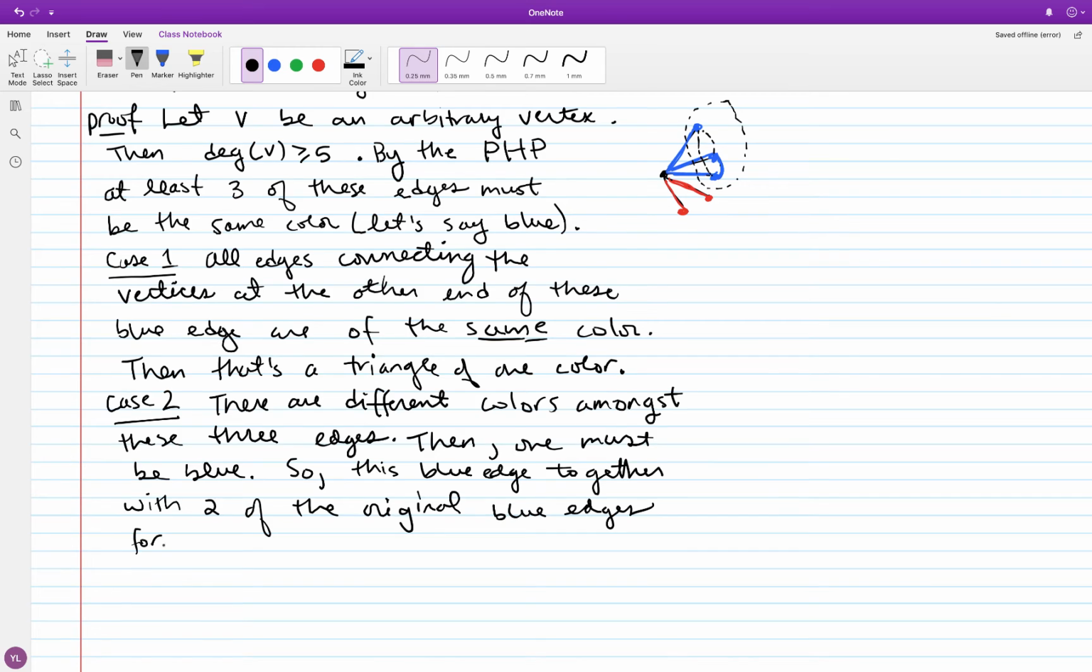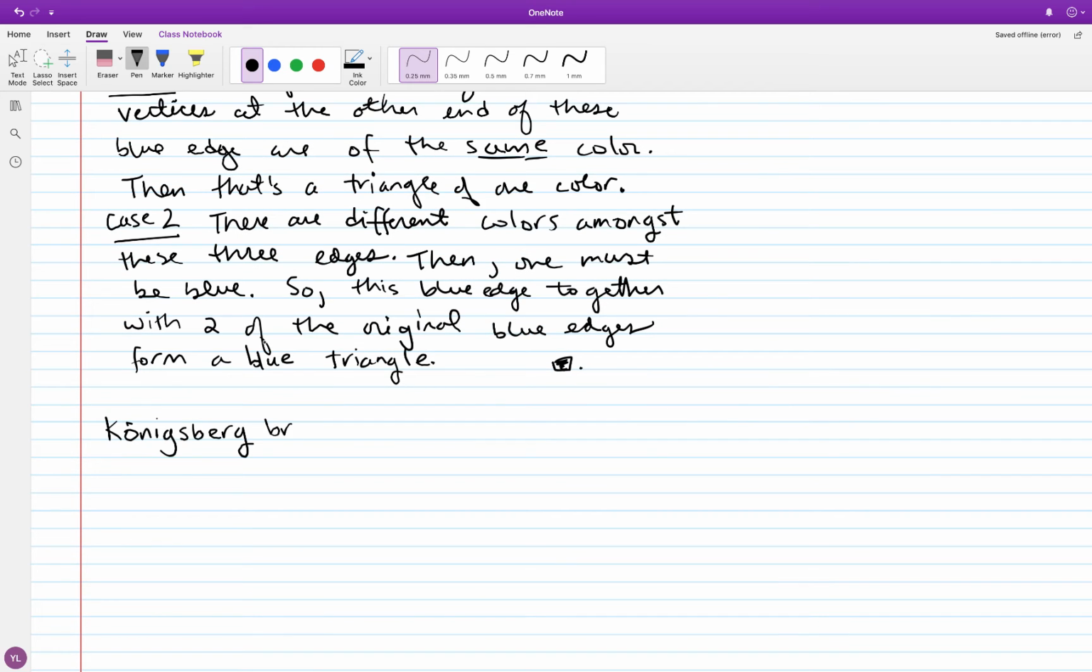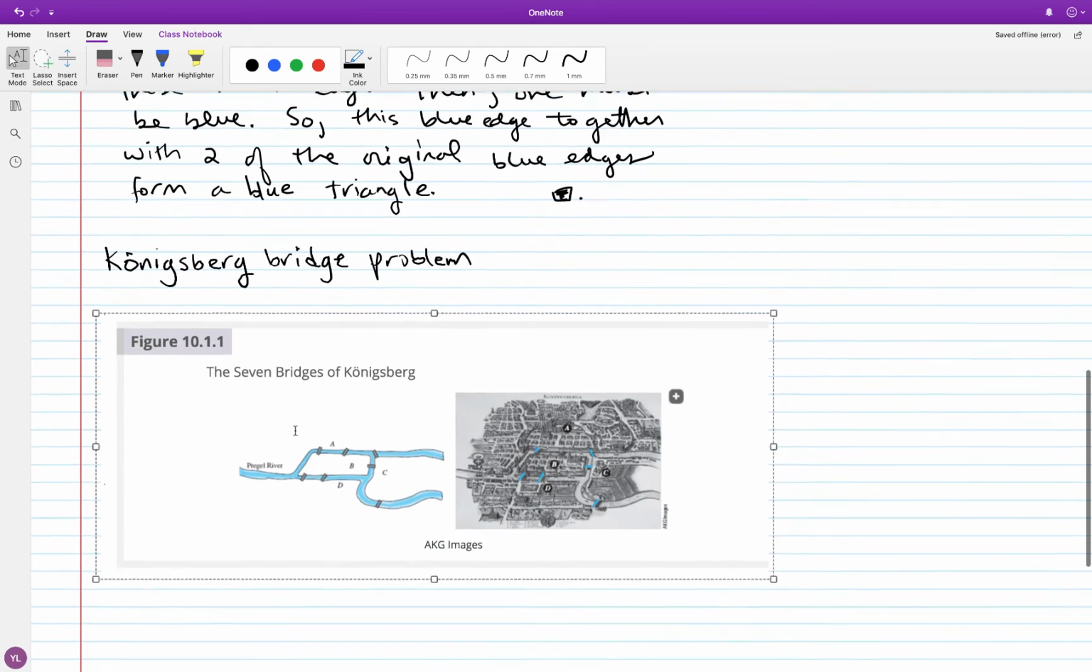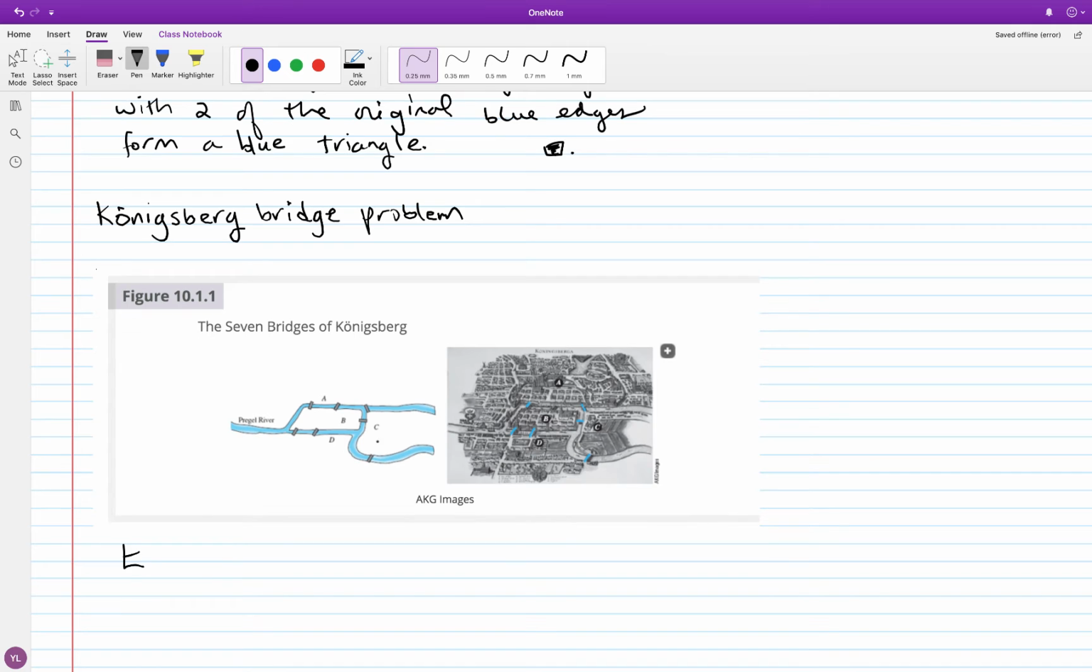All right, so now let's move on to the Königsberg Bridge problem. This is a famous problem posed by Euler, and it basically goes like this. You want to walk around the city of Königsberg, visiting each of the land masses, and also traversing each of the bridges exactly once. And you want to start and end at the same place.